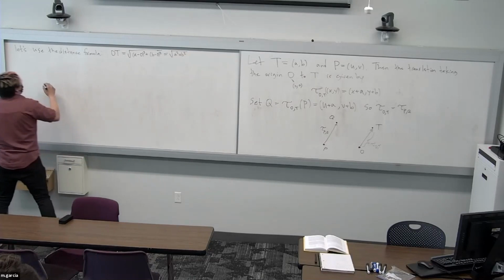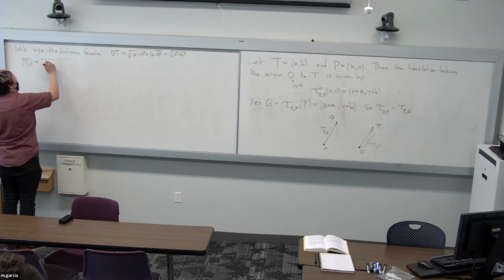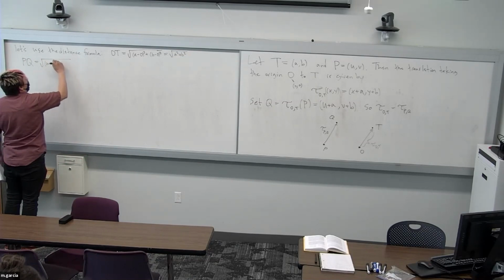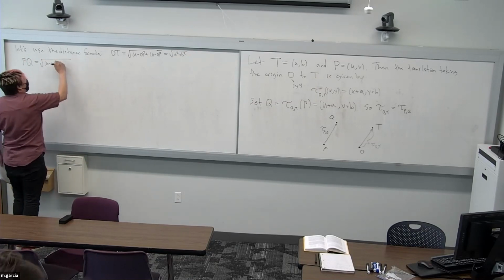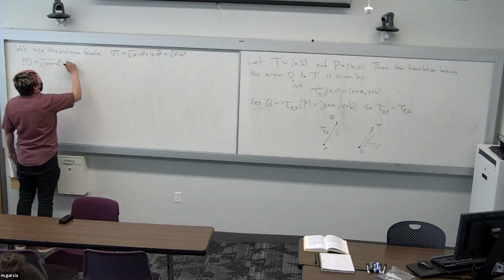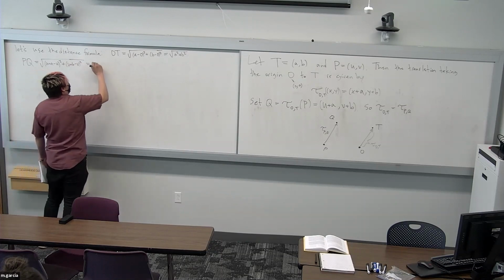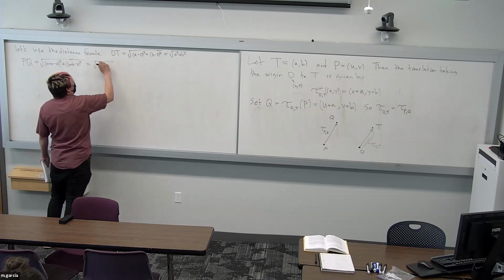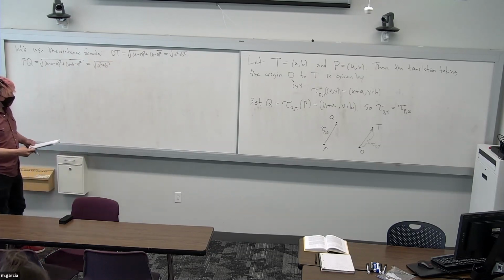And how about the distance PQ? Well, here I have (u plus a minus u)... Am I using the right notation? Yeah. Squared plus (v plus b minus v) squared, which of course just reduces to the square root of a squared plus b squared. Okay, so they're the same length.